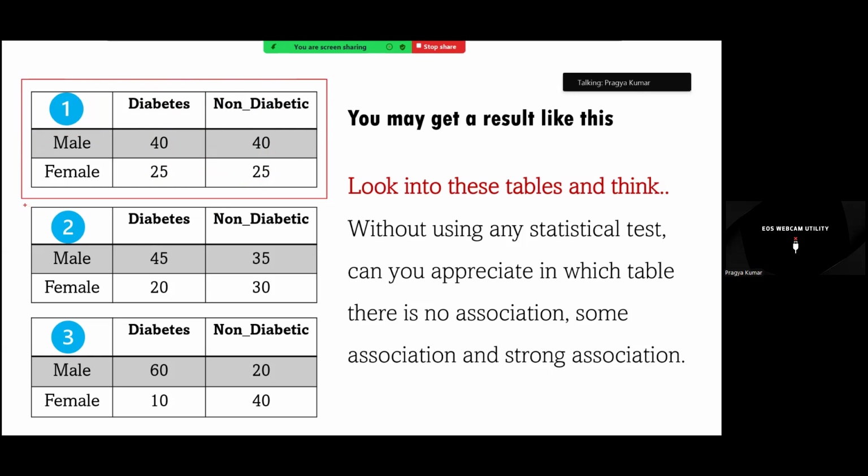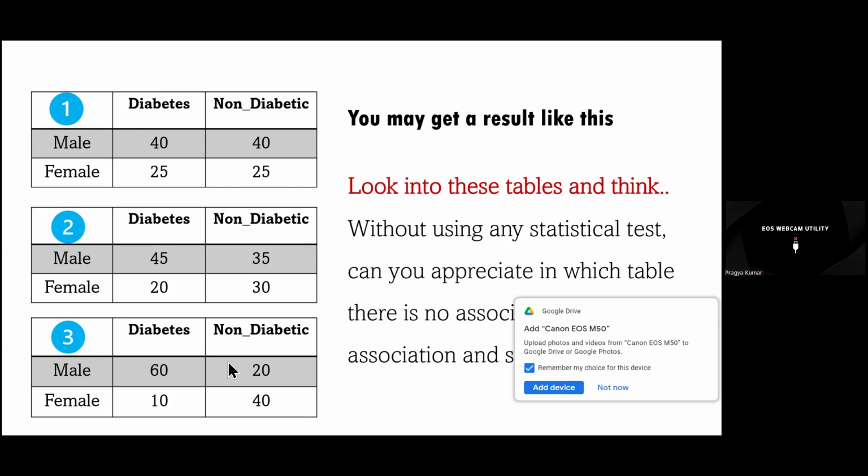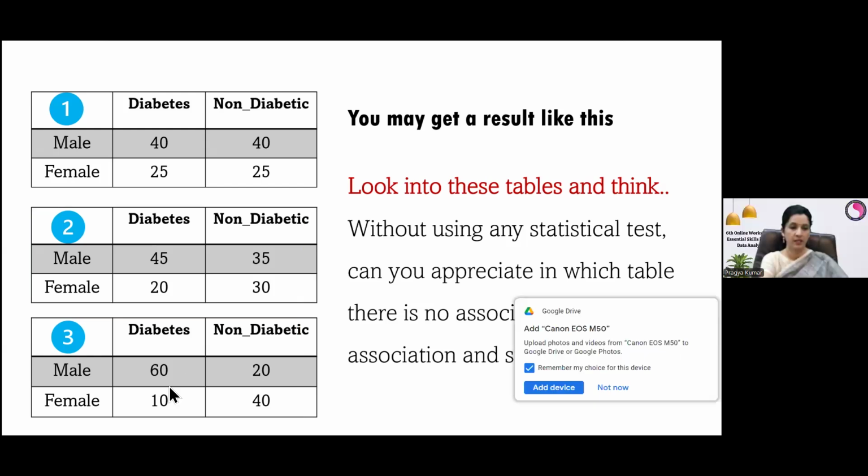In table 2, out of 80, 45 are diabetic and 35 non-diabetic. And in female, 20 are diabetic and 30 non-diabetic. If you see table number 3, 60 male are diabetic and 20 non-diabetic. Similarly, 10 female are diabetic and 40 non-diabetic.